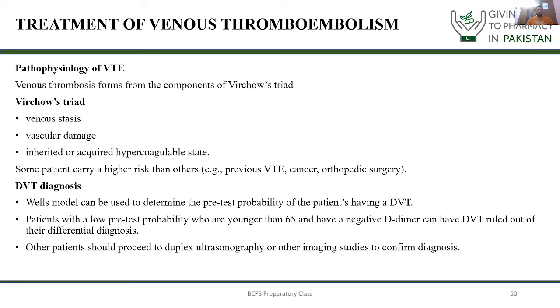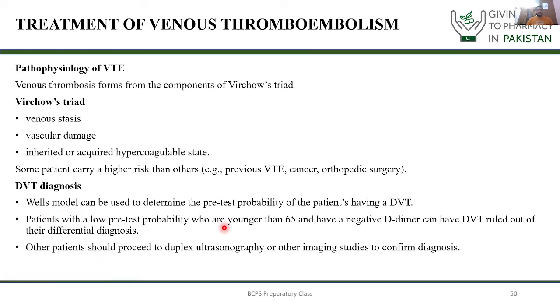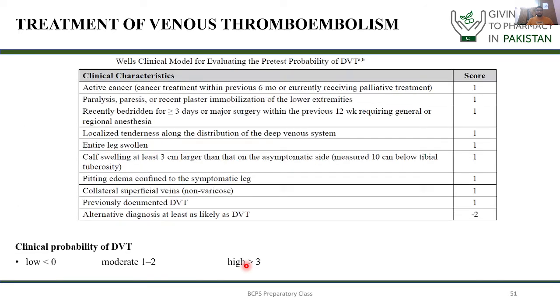How do we diagnose DVT? First of all, there is a Wells criteria that is used for DVT and also PE. That criteria gives us the probability of the patient having DVT. If the patient has a low test probability, is younger than 65 years, and has a negative D-dimer value, we exclude DVT. Otherwise, we confirm the DVT with ultrasonography or different imaging studies.